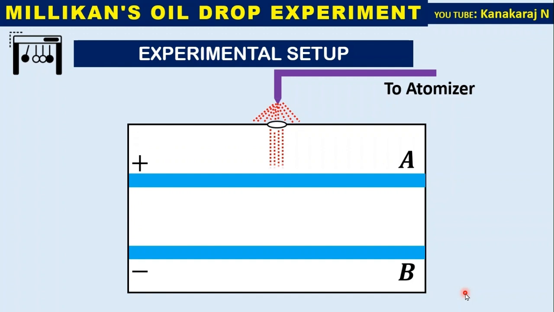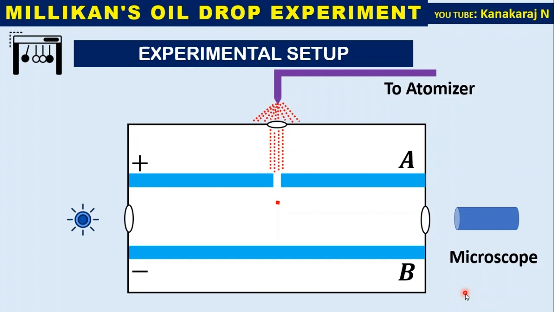Through a hole it enters. And there is another hole in plate A through which every drop can be filtered. There is an opening on the right through which these oil droplets can be viewed with a microscope. There is another opening on the left-hand side through which light can be sent to illuminate these oil droplets so that they can be more visible.